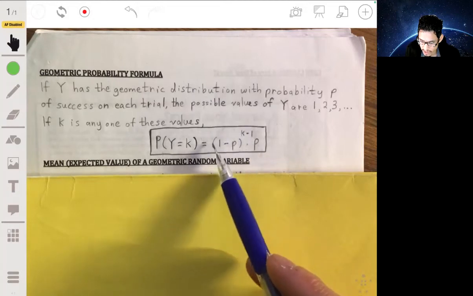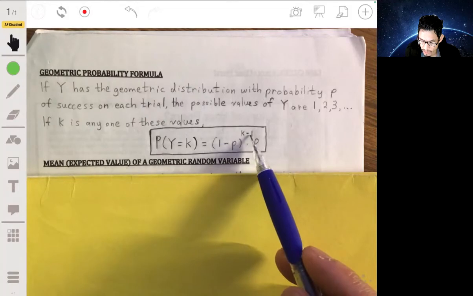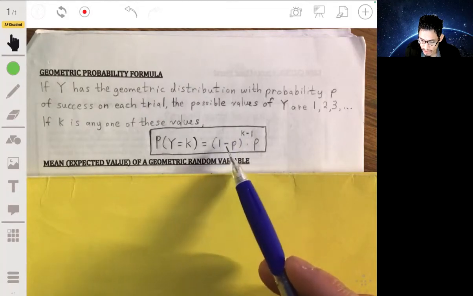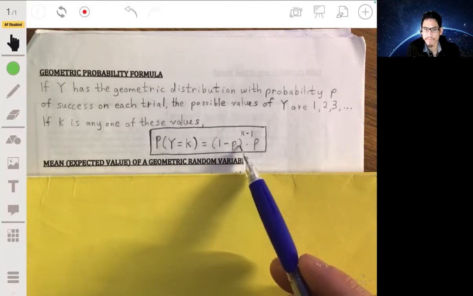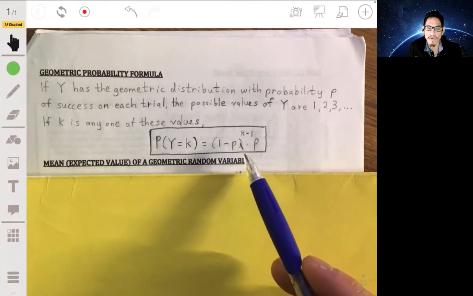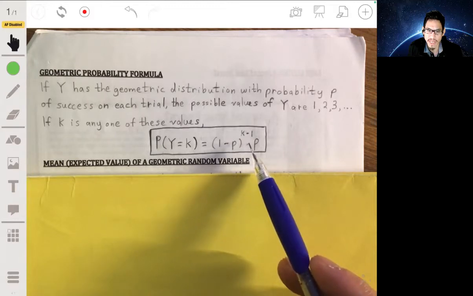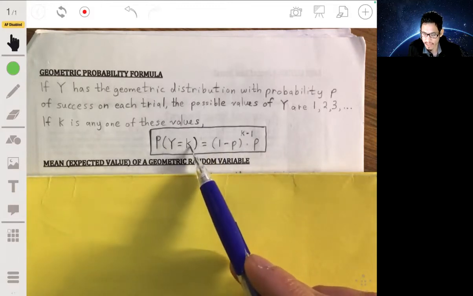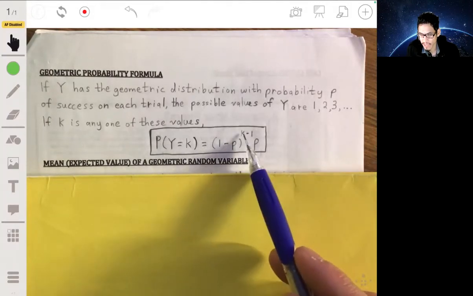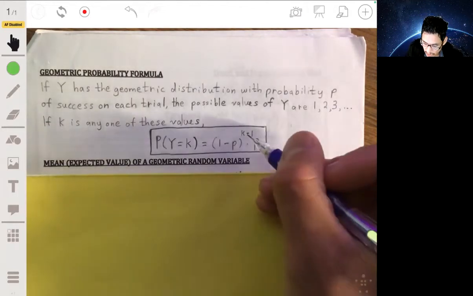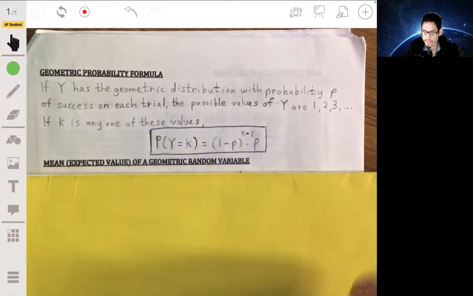This part is just the probability of failing k minus 1 times. Because the probability of succeeding is p, the probability of failing is 1 minus p, and you're going to multiply that over and over the number of times until success. So if you're trying to find your success on a 10th roll, let's say, you're going to multiply this 9 times. That's how we get k minus 1. And it's going to be multiplied by p at that point, because that's going to be the success.